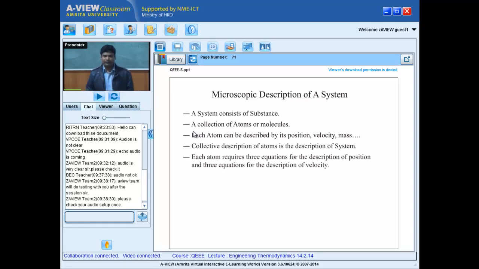Each atom requires 3 equations for the description of position, as I said, 3 for the description of velocity, and 3 more for the acceleration. That is 9 equations for each atom, and how many atoms are there per cubic centimeter? So it is highly computationally intensive. To know an ordinary truth, you would work for 10 days to know whether it is a solid or a liquid, even on a supercomputer.